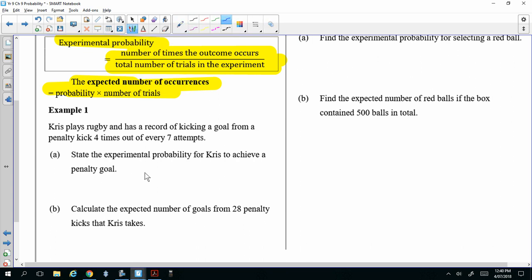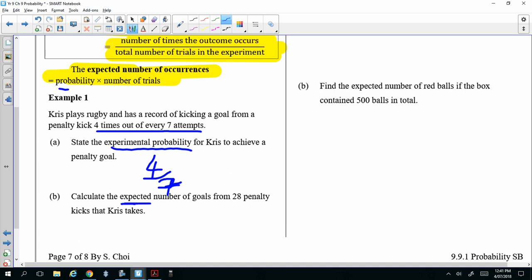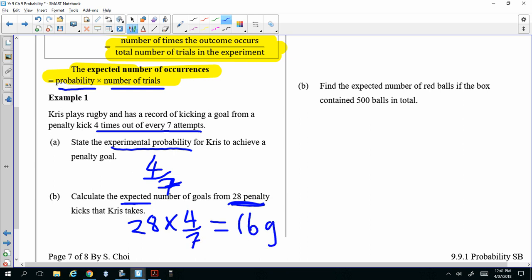Chris plays rugby, has a record of kicking a goal from a penalty kick 4 times out of 7 attempts. So your experimental probability is based on the results of the experiment, 4 out of 7. And once you get the probability, you can work out the expected number of goals, which is the probability times the number of trials. So if I repeat this 28 times, the expected number of goals will be 28 times 4 out of 7, 16 goals expected. Does that make sense?